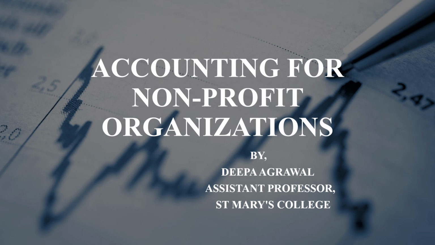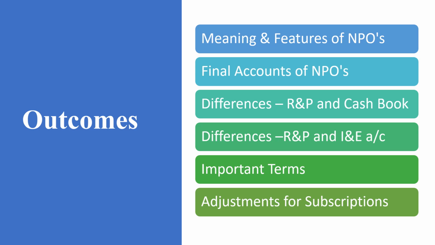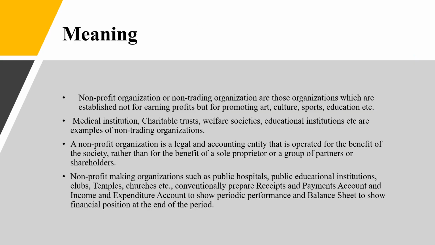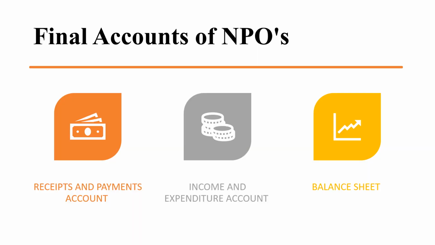Before we go to the final accounts, we know what NPOs are. We have discussed that in the last video. NPOs are non-trading organizations which are established not for earning profits, but to render service to the society. As we discussed, these organizations work to help their members and the society, and their main objective is not to earn profit. So in the current video, we are only going to discuss the final accounts of NPOs, and particularly the receipts and payments account.